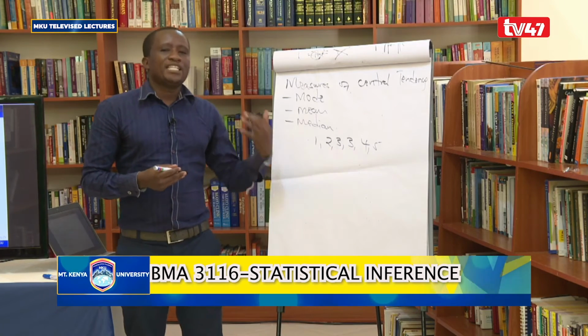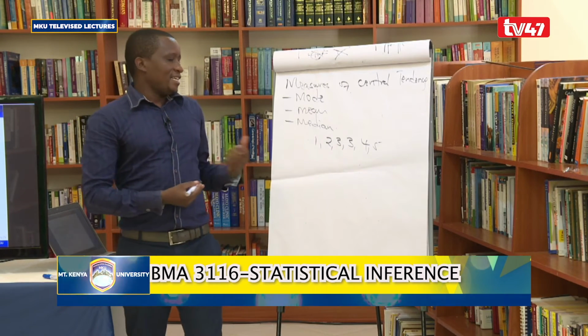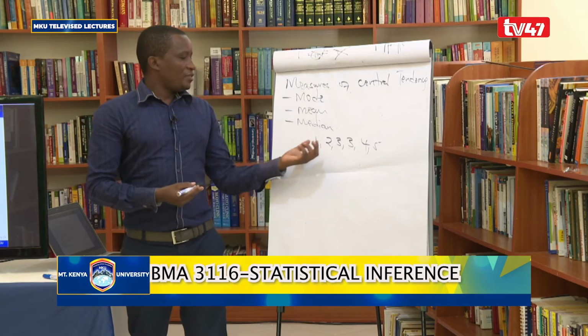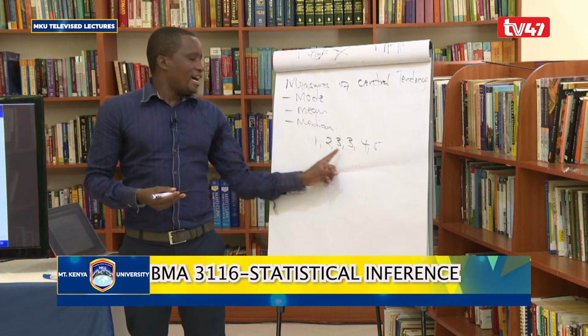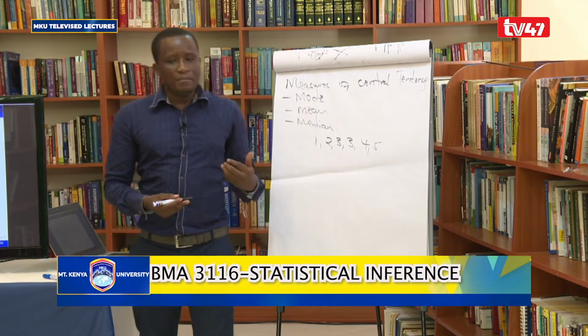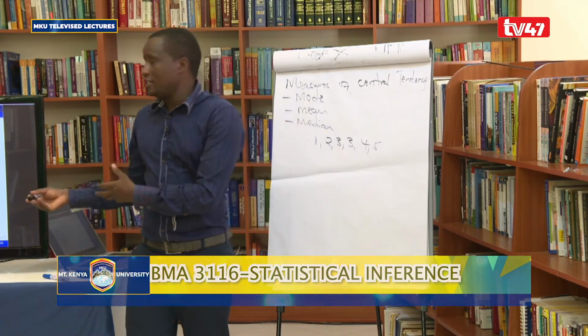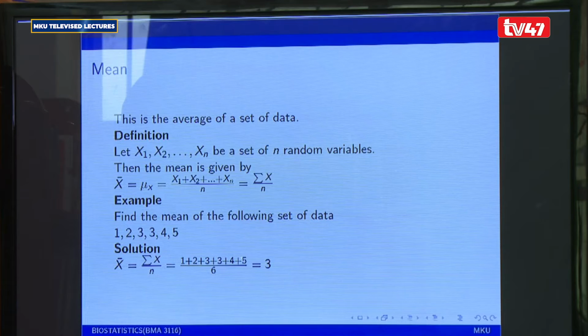That would be a better measure, because at least it gives us an insight into the magnitude of the difference between the expected and the observed. Now, the mean, formal definition in statistics, consider a set of random variables, x1, x2, all the way to xn.